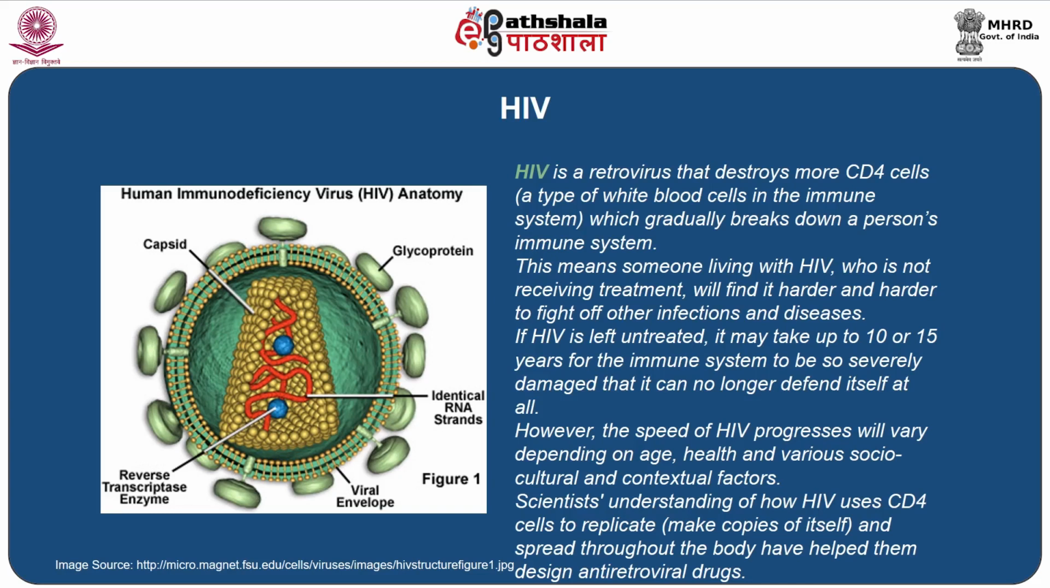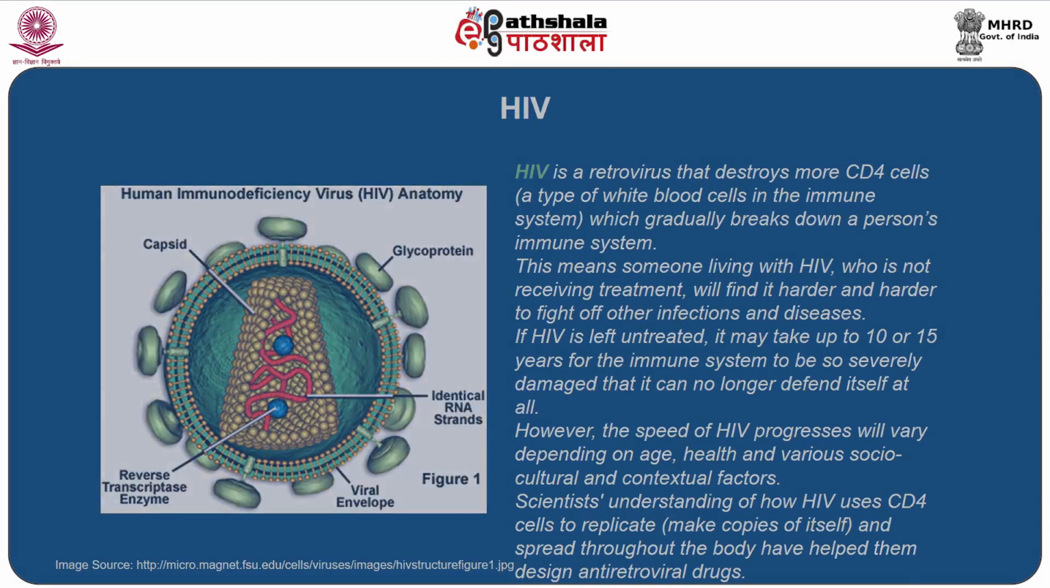If HIV is left untreated, it may take up to 10 to 15 years for the immune system to be so severely damaged that it can no longer defend itself at all. However, the speed of HIV progress will vary depending on the age, health, and various socio-cultural and contextual factors. Scientists' understanding of how the HIV virus uses CD4 cells to replicate or make its own copies and spreads throughout the body has helped them design various antiretroviral drugs.